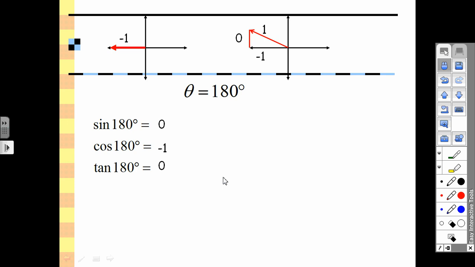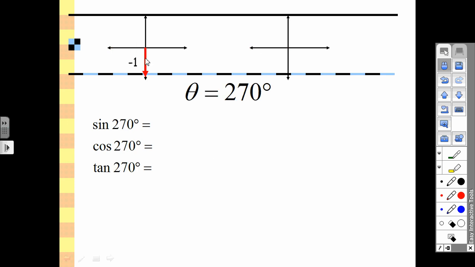Okay, let's take a look at 270. So 270 is pointing down, so this is a -1 once again. I'm going to scoot this over to the right a little bit, this distance here being 0, this being a positive 1, but this going down being a -1. And when I look at this and I evaluate the sine, cosine, and tangent, you can follow along based off of all the previous examples.